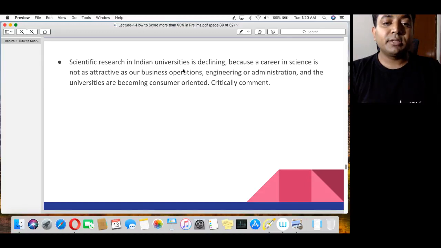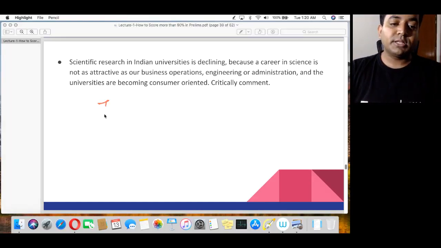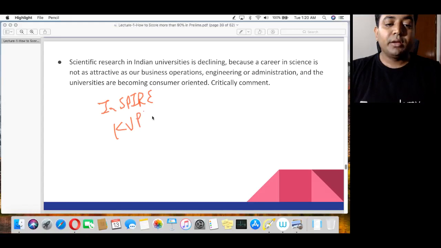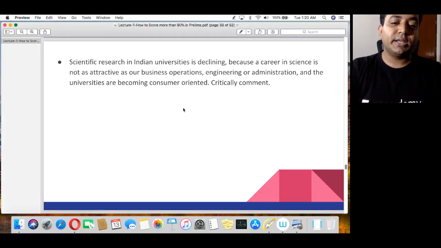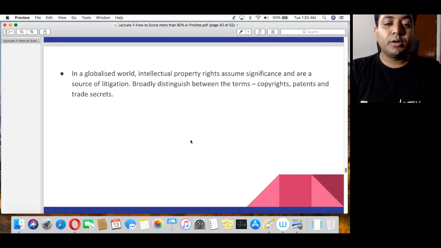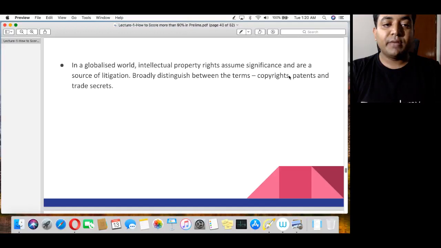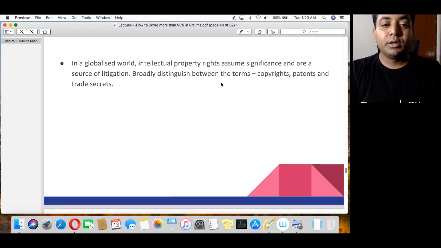Then, scientific research in Indian universities is declining because a career in science is not as attractive. Here you will need to talk about the Inspire scheme. Here you will not need to talk about KVPY. Here you will need to talk about various schemes, which the government is using to attract talent towards science. And yes, this is the reality. Then, in a globalized world, IPR assumes significance and is a source of litigation. Distinguish between copyrights, patents and trade secrets. So this is also very important, and we will cover all these things.